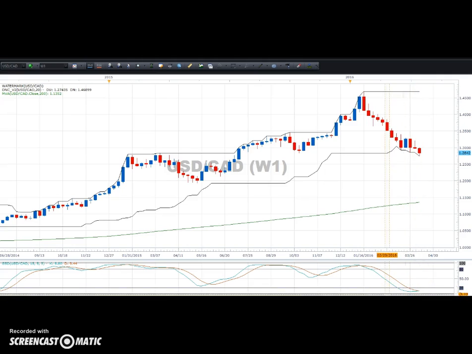On slow stochastics, we see we're below 20. We are oversold on slow stochastics, which is a good sign in a downtrend. Remember, just because an indicator says something's oversold or overbought doesn't mean it's going to snap back immediately in the opposite direction.